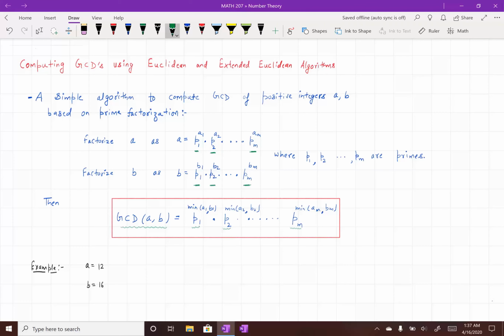So the GCD of a and b is the product of all those primes, and you choose the power of those primes to be the minimum number appearing either in the prime factorization of a or in the prime factorization of b. So for example, for the prime p1, the power of p1 is the minimum of a1 and b1. The power of p2 is the minimum of a2 and b2, and the power of pm is the minimum of am and bm.